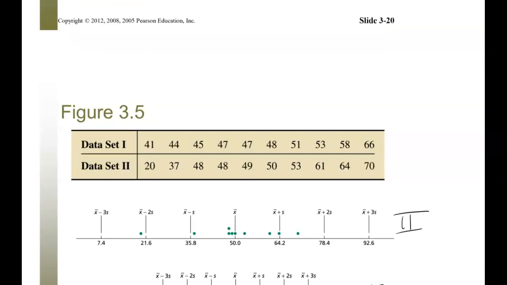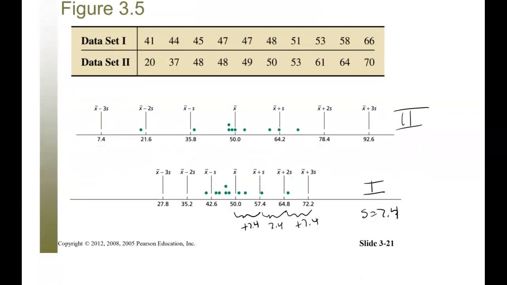In the second data set, my standard deviation was 14.2. So now when I add 1 standard deviation, I'm adding a much larger number, bringing me out to 64.2, or if I subtract 1 standard deviation. Then if I add or subtract a second standard deviation, it brings me between 21.6 and 78.4. With a third standard deviation, it's between 7.4 and 92.6.